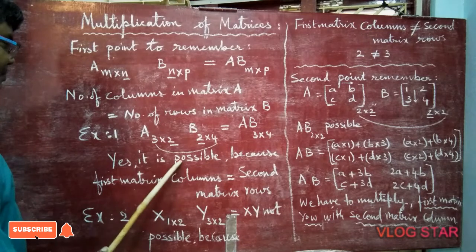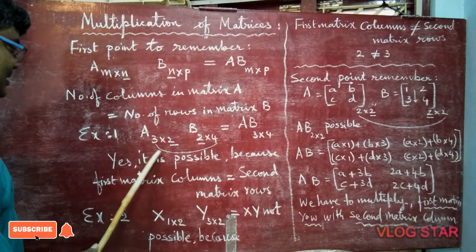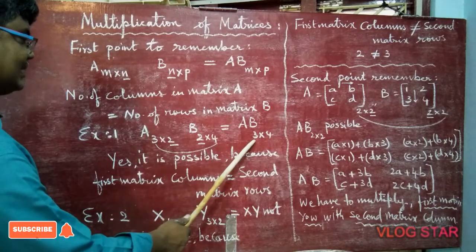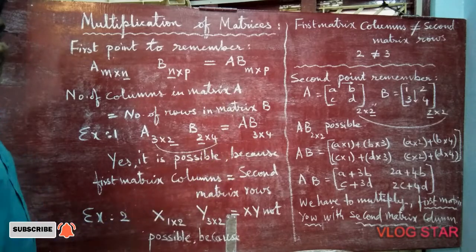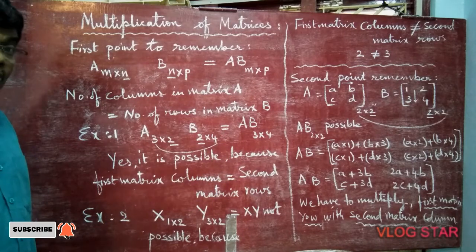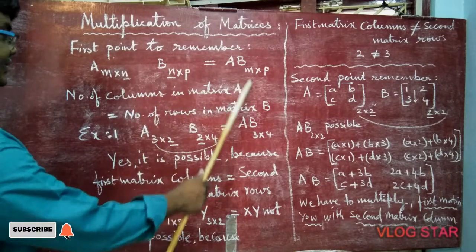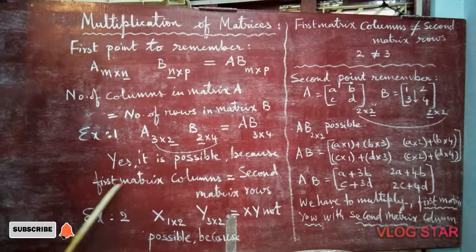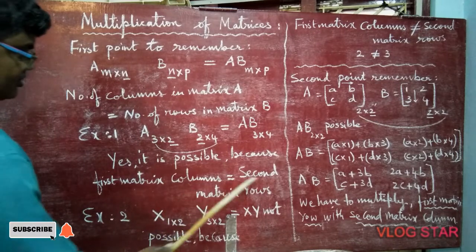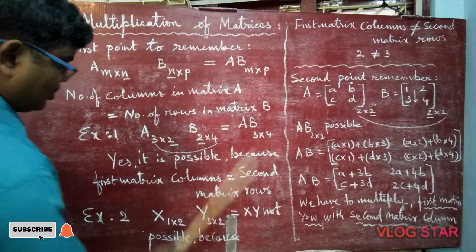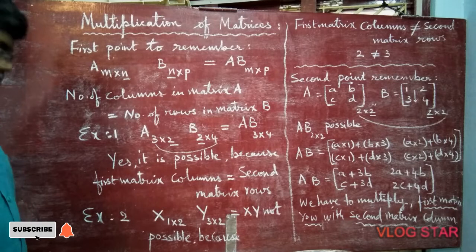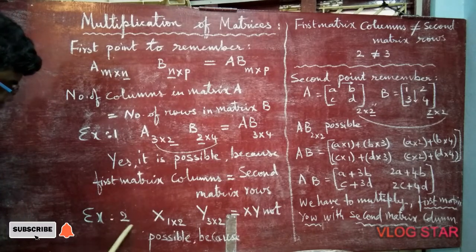So, when we multiply, which type of matrix will come? A 3 by 4 matrix comes, 3 rows and 4 columns. The final answer will be in 3 rows and 4 columns. Please follow what I am saying. The first matrix column should be equal to second matrix row. That is the concept.